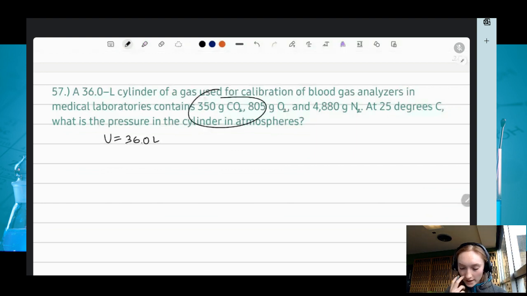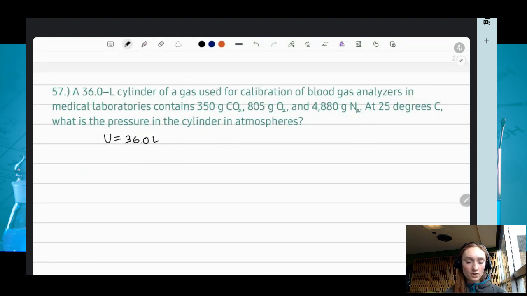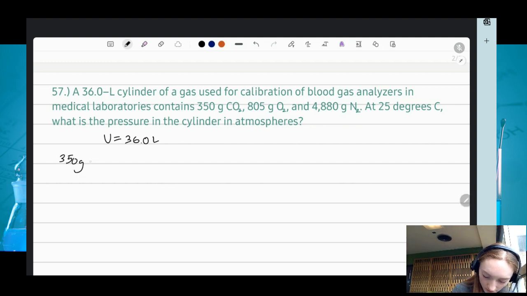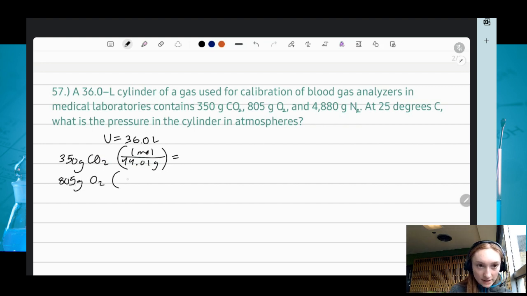It's using all of these grams of all these different gases, and since they're all together, we can convert all of those grams into moles using each of their molar masses. So let's do that right now. We have 350 grams of CO2, and the molar mass of that is 44.01 grams per 1 mole. Let's just set up each one of these. And then 805 grams of O2 will have a molar mass of 31.999 grams per 1 mole.